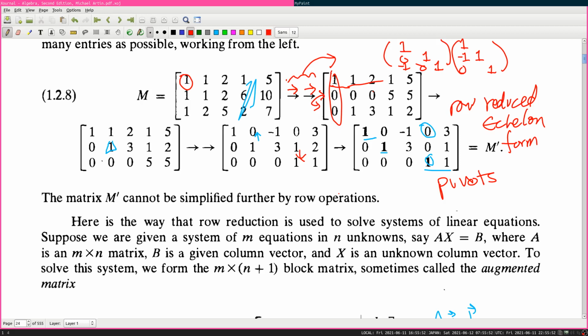Suppose we are given a system of m equations and n unknowns. So that would be an m by n matrix. Say Ax equals b, so x would be a column vector, where A is an m by n matrix, b is a given column vector, and x is an unknown column vector. So A and b are given. To solve this system, oh my god, he's doing this augmented matrix. I forgot about this. Augmented matrix. This is the stupidest idea.